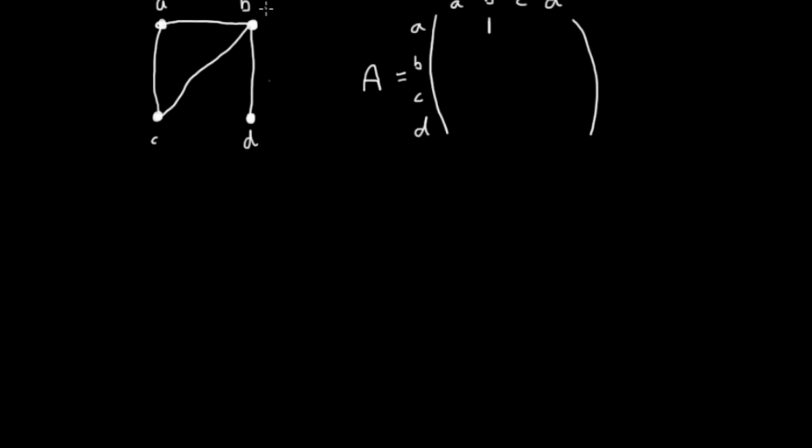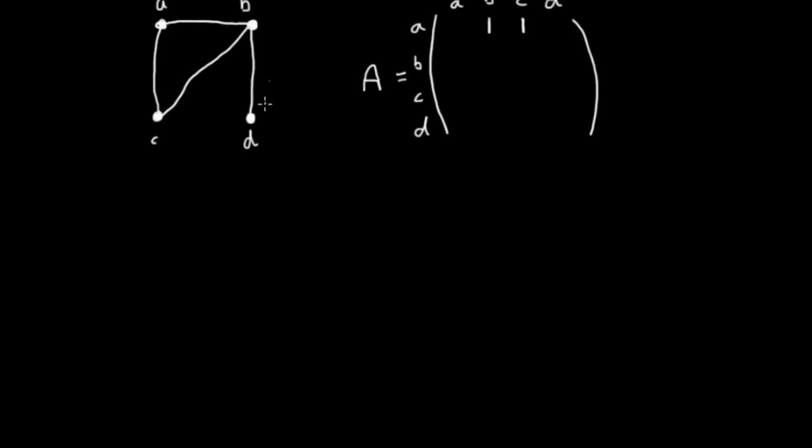In addition to AB, AC is also an edge. So we've got an edge joining A and C. Therefore, A and C are also adjacent. So here's my row corresponding with the vertex A. So I also put a 1 in the element corresponding to AC.